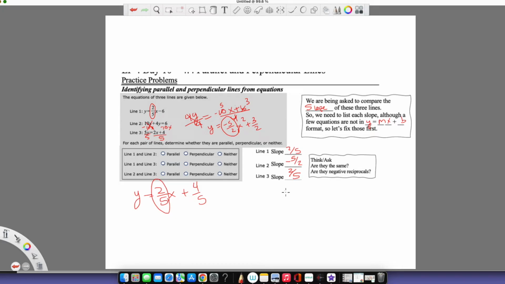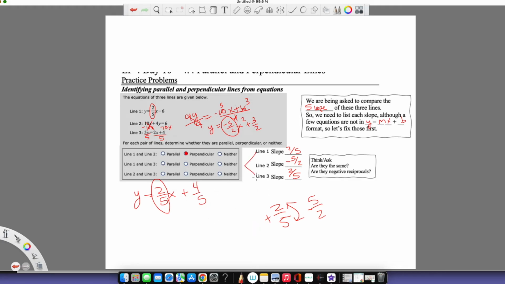So for line 1 and 2, so we're comparing line 1 and 2, we just want to ask the question, are they the same? Well, no, they're not the same. Are they negative reciprocals? Well, I took 2/5. If I switch it, that's 5 halves, and then this was positive and it's negative. So, yep, they are negative reciprocals, so that makes them perpendicular. I bubbled in the wrong one. There we go.